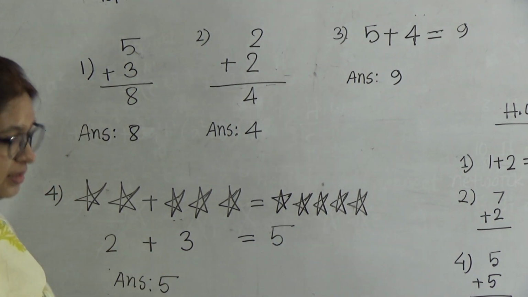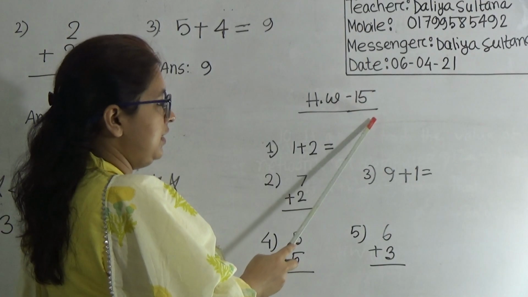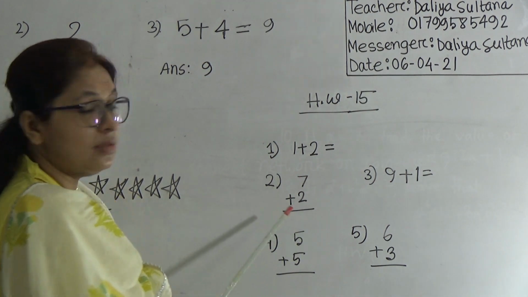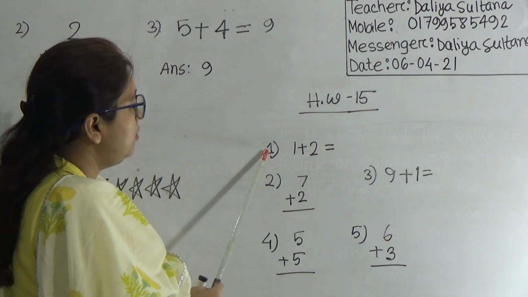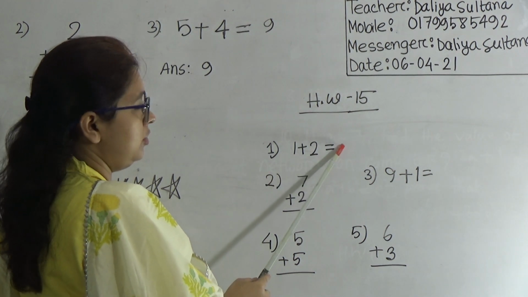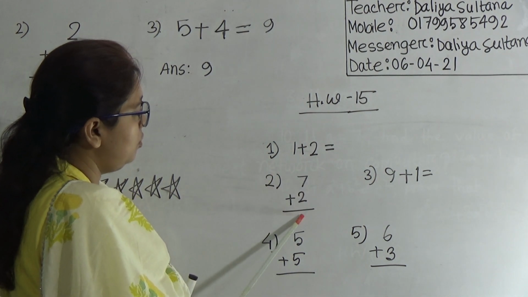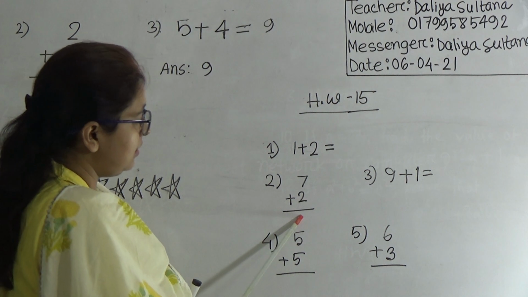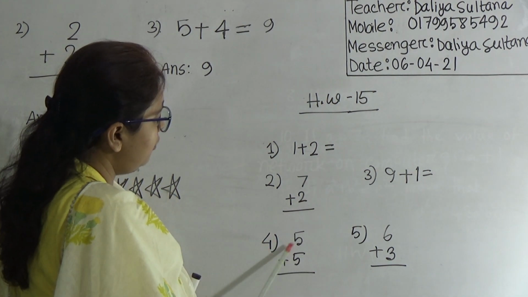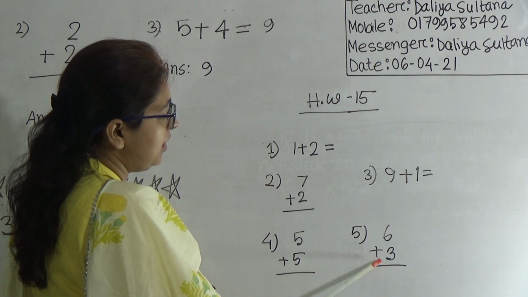So dear students, our homework 15 has 5 additions. You have to do your homework. Question 1: 1 plus 2 equals what? You have to write your answer. Question number 2: 7 plus 2, what is your answer? You have to write it there. Number 3: 9 plus 1 equals what? Number 4: 5 plus 5 equals what? And number 5: 6 plus 3 is what?